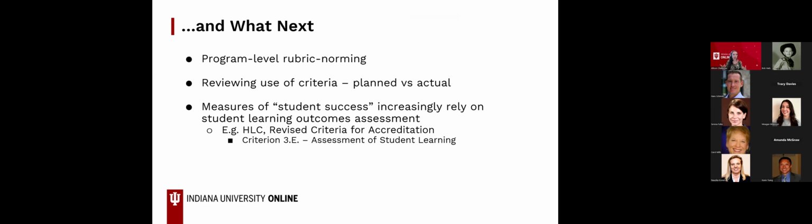Some areas we still need to develop: program level rubric norming. We need to have some rubric norming sessions now that we've developed all these rubrics. We have a couple of committees who are interested in doing that. Reviewing the use of criteria, what was actually used for program assessment versus what we anticipated would be used. And all of this is going to be even more important as accreditation agencies are focusing more and more on student success being a reflection of assessment of student learning too. So all of these are being used interchangeably as qualifiers for what student success means.